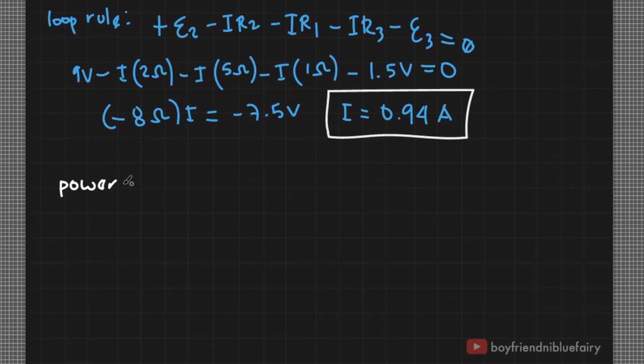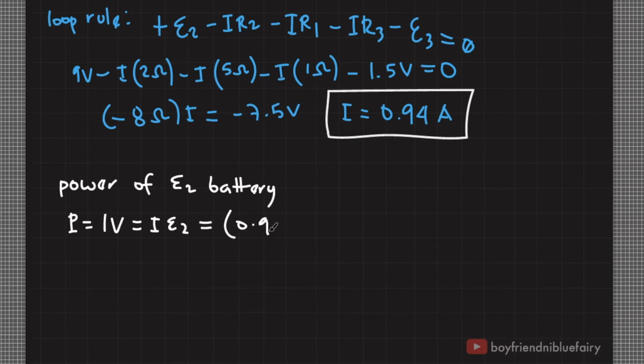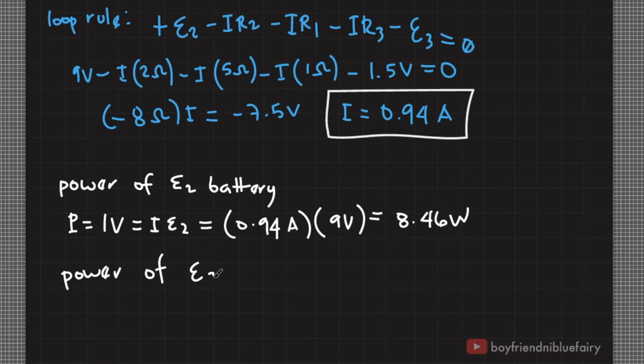Now for the power output of the E sub 2 battery, remember that our equation for power is P equals IV, and we have a value for current, and we also have a value for the potential difference of the E sub 2 battery. So plugging in the values, we have 8.46 watts.